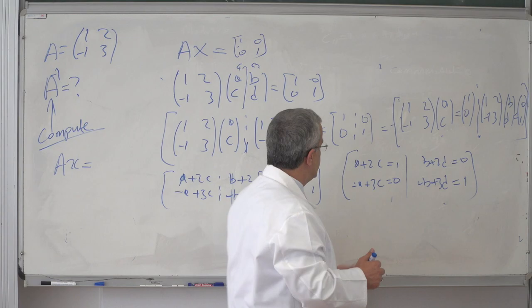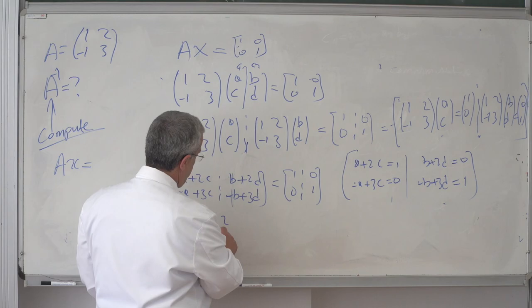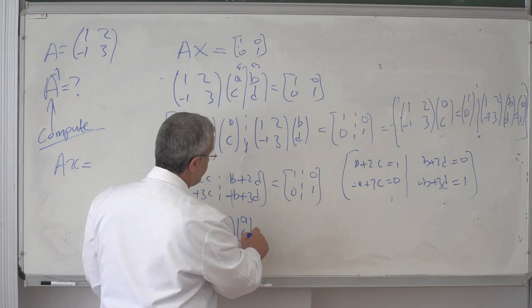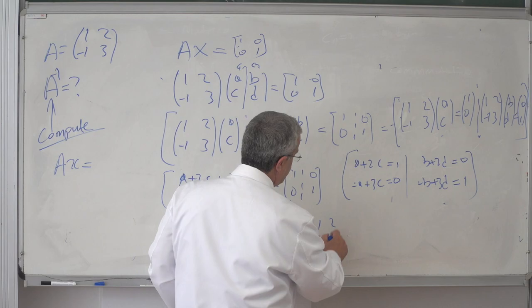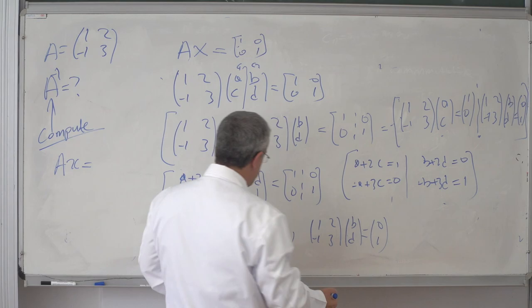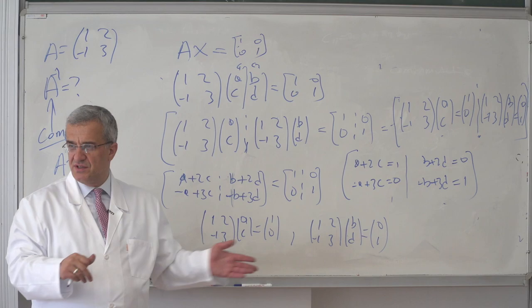So the matrix 1, 2, minus 1, 3 times (A, C) equals (1, 0), and the matrix 1, 2, minus 1, 3 times (B, D) equals (0, 1). So use the algorithm we already taught you twice, and you obtain it. Is this clear? Now, one thing is very important.